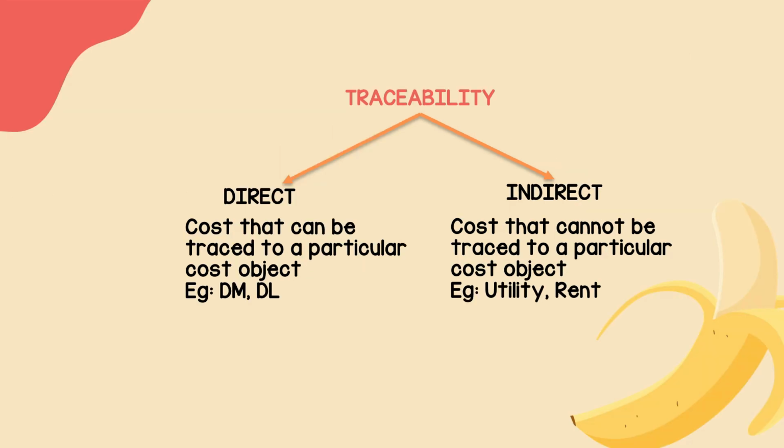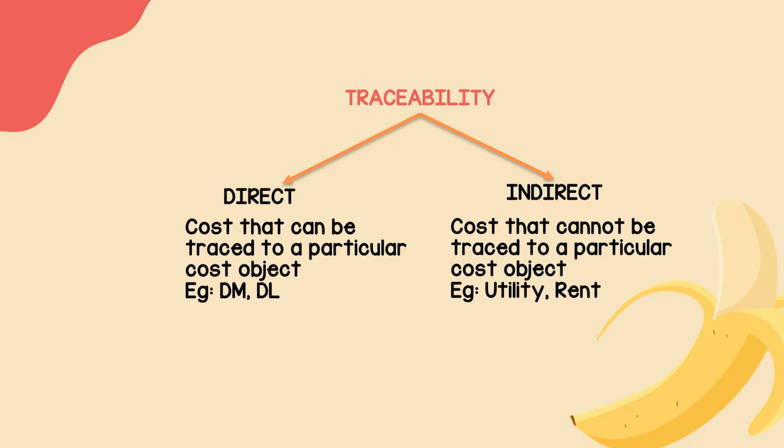Next is traceability. There are two types of traceability. First, direct cost. Second, indirect cost. Direct cost is the cost that can be traced to a particular cost object. For example, direct material and direct labor, because you can trace direct material cost when you see one particular product.